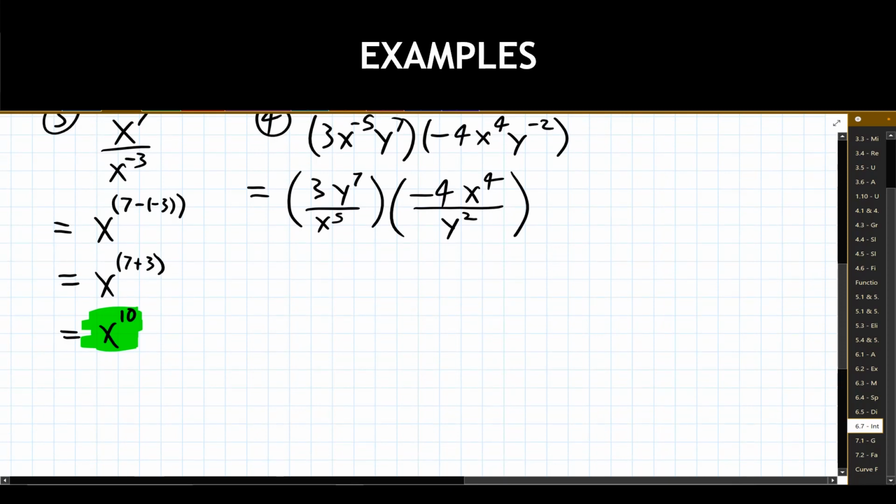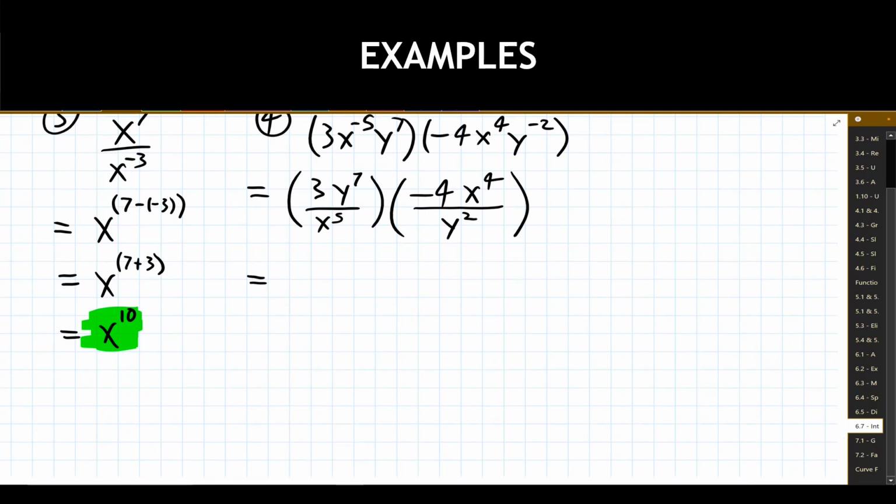So let's go ahead and multiply these fractions together. I multiply fractions straight across. In the numerator, I have 3 times negative 4. That's going to give me negative 12. I have y to the 7th times x to the 4th. Can't really do anything with those, but I am going to write them in alphabetical order. That's a bit nicer to see. In the denominator spot, I have x to the 5th times y to the 2nd. Again, different bases, so I can't do anything with that. I'm just going to leave it written like this.